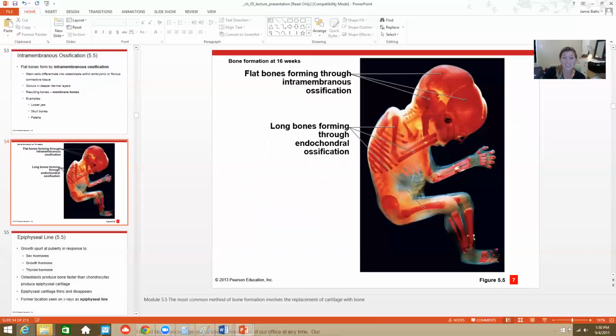Here you can actually see a 16-week-old fetus with ossification going on. These bones are forming through endochondral ossification and intramembranous ossification.